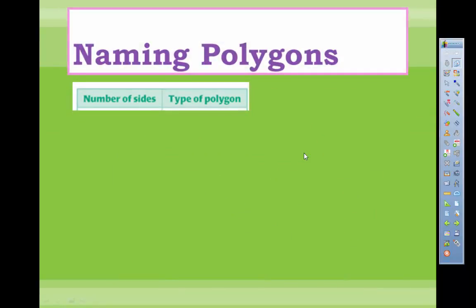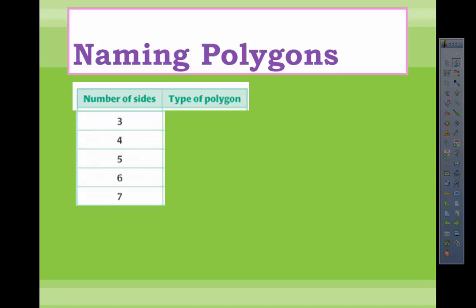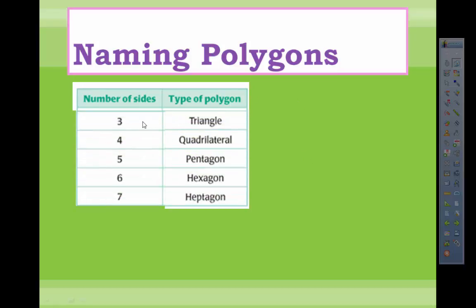And so now we'll go with the general names of polygons based on the number of sides, and most of these you already know. Like 3 sides, I'm sure you know, is a triangle. 4 sides, don't say it's a square, don't say it's a rectangle. The general name for 4 sides is a quadrilateral. It turns out a square is a quadrilateral and a rectangle is a quadrilateral, because they have 4 sides.